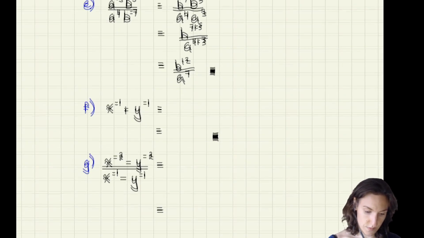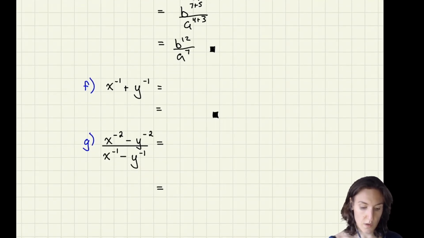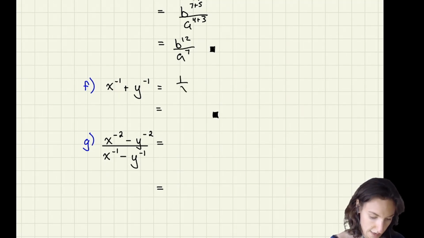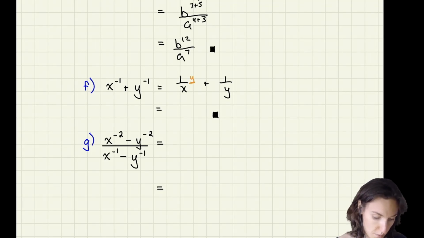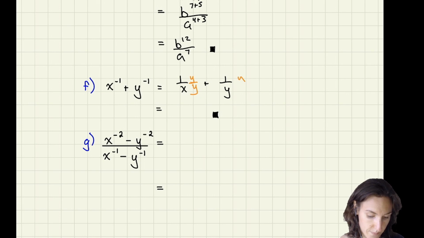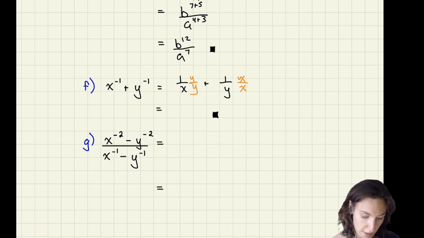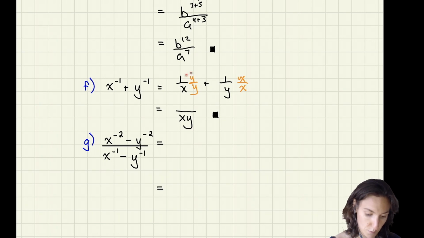Okay, great. Now for this next one, I'm going to rewrite these in order to get rid of my negatives. So I'm going to write this as 1 over x plus 1 over y. And I want to combine these terms, but I need to have a common denominator. So for the first term, I'm going to multiply the top and the bottom by a y. And the second term, I'm going to multiply the top and bottom by an x. So if I combine them with the same denominator, I'm going to have this over xy. And then on the top, I'm going to have a y plus an x.